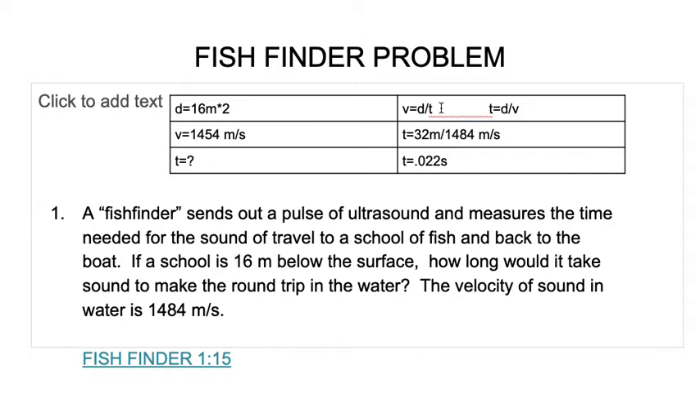So our mother equation is V equals D divided by T. We're going to change that because we're solving for T. T equals D divided by V. We plug in our numbers, and we get an answer of 0.022 seconds.